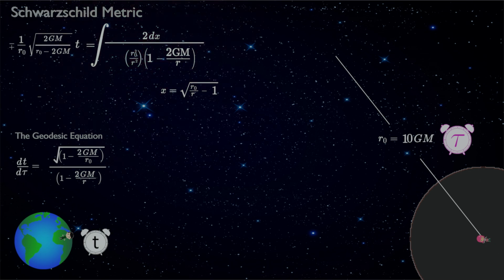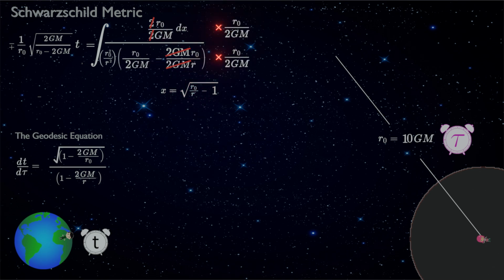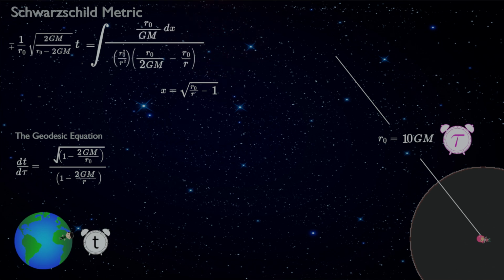Since x is proportional to r0 over r, let's multiply the numerator and denominator on the right by r0 over 2 GM in order to create an r0 over r term in the denominator. And let's move the constants in the numerator over to the other side. We see that r0 over r is just x squared plus 1, so we can now make that substitution into the equation.